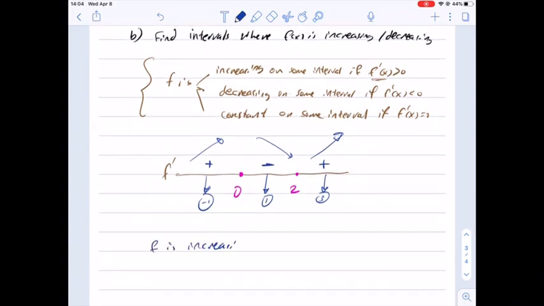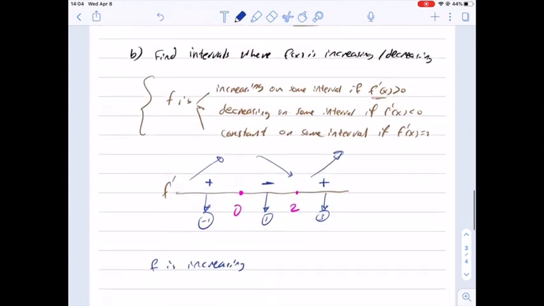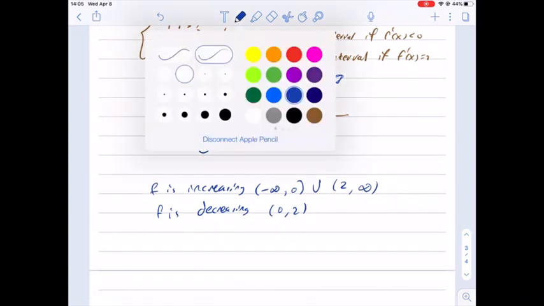So f is increasing on the interval negative infinity to 0, and from 2 to infinity, and f is decreasing on the interval 0 to 2, as we can see here.